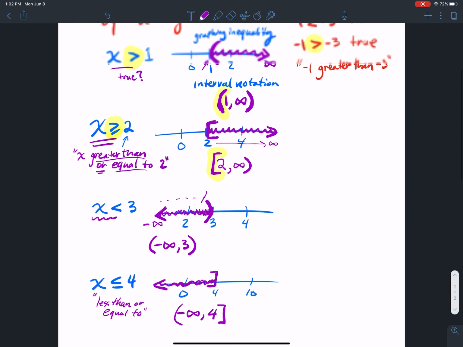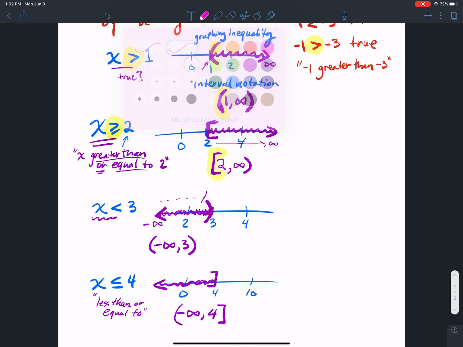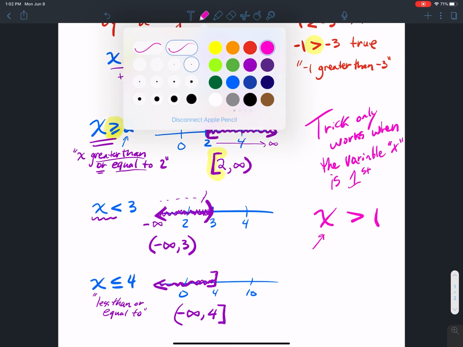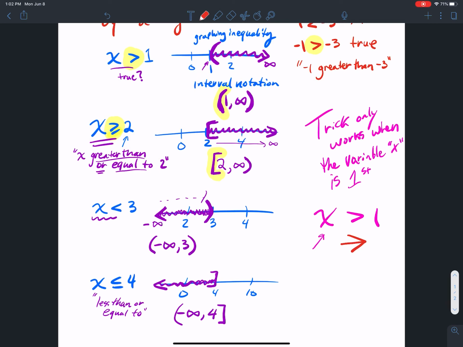Okay. Now, there is a trick, all right? There's a trick to knowing which way to shade, but the trick only works when the variable, and in this case x, is first. Okay, what do I mean? So it's like x is greater than 1. The variable is first. Okay, so what is the trick? The trick is the inequality, we can turn it into an arrow and it tells us to shade to the right. Okay? All right, so in this problem here, we shaded to the right.